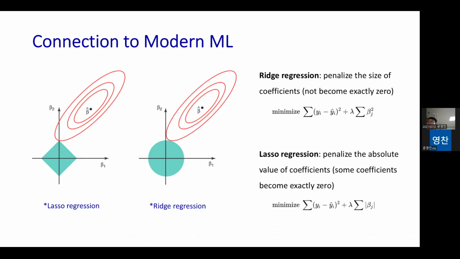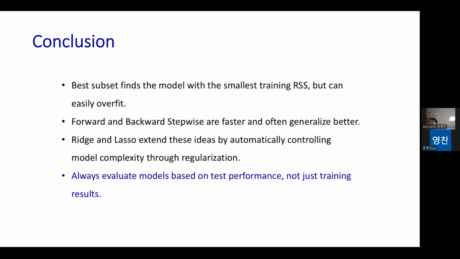Okay, this is the final slide of our presentation. Let's summarize today's talk. Best subset finds the model with the smallest training RSS, but can easily overfit. Second, forward and backward stepwise are faster and often generalize better. Third, ridge and lasso extend these ideas by automatically controlling model complexity through regularization.